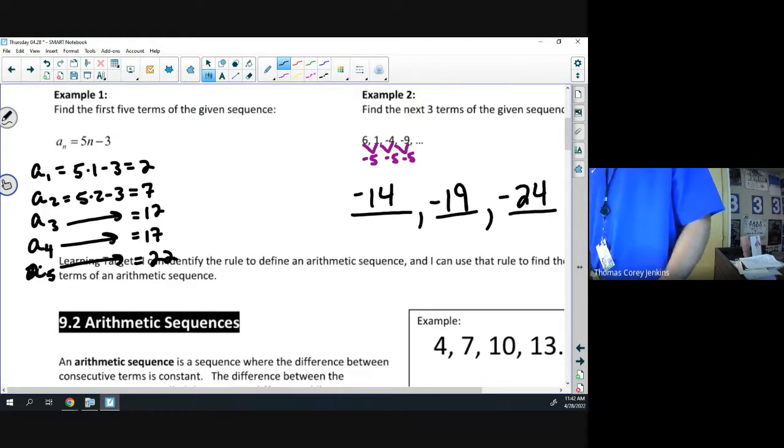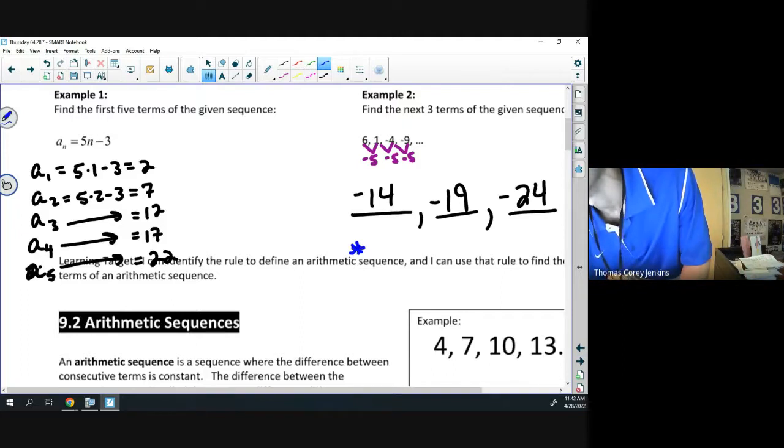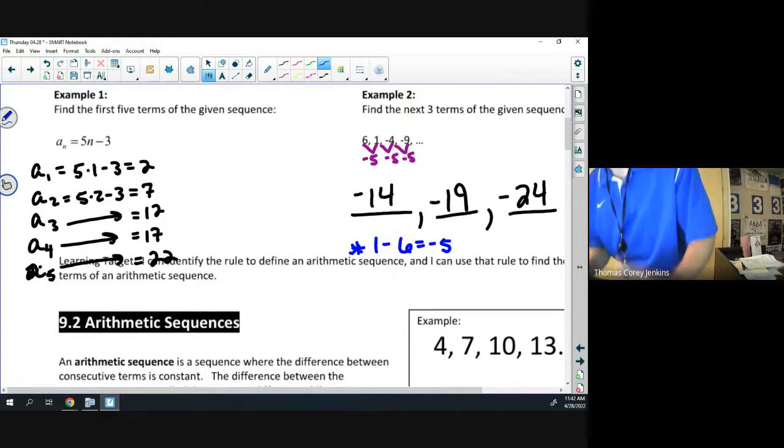Okay. If it's ever difficult to see that we're decreasing by 5 every time, you can just take a term minus its previous term, and that'll give you that pattern, right? So if I took 1 minus 6, that would equal negative 5. If I took negative 9 minus negative 4, that would give you negative 5. Okay, so if you can't see it, you can figure it out that way. Sorry about that. All right, so that's all for the front side.